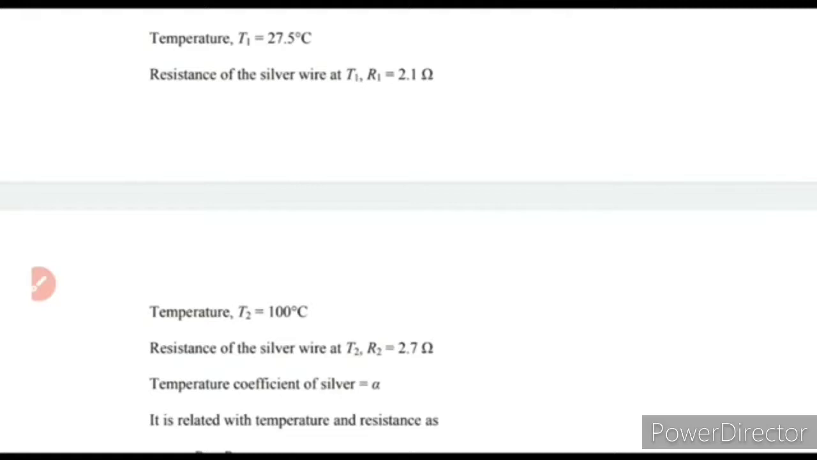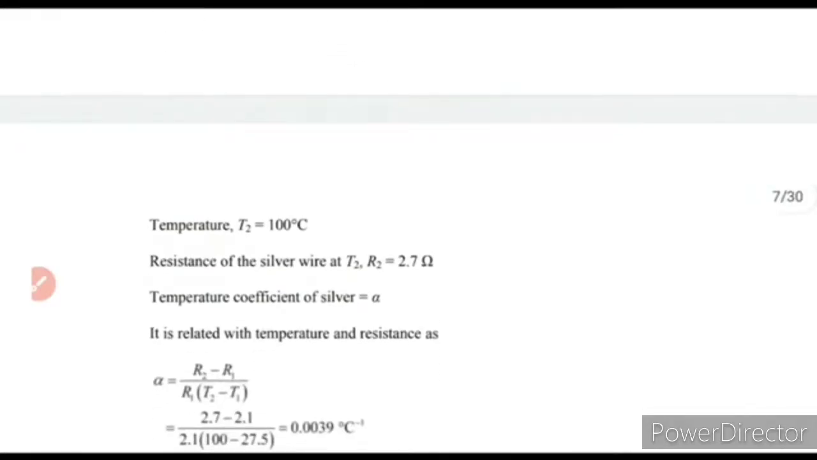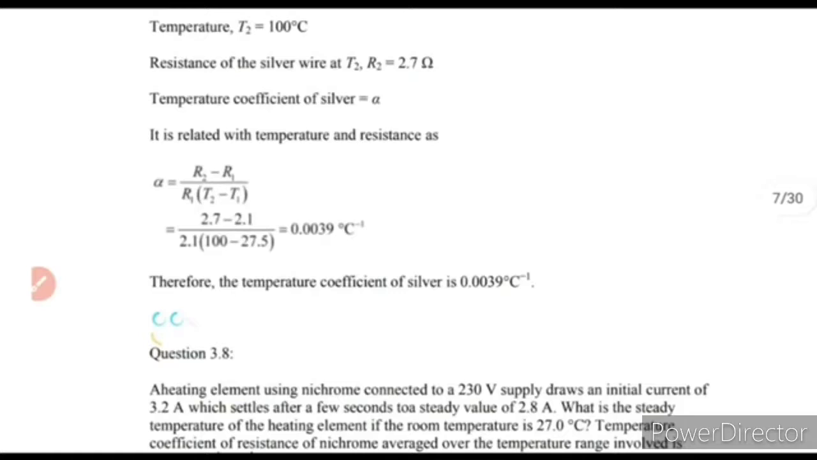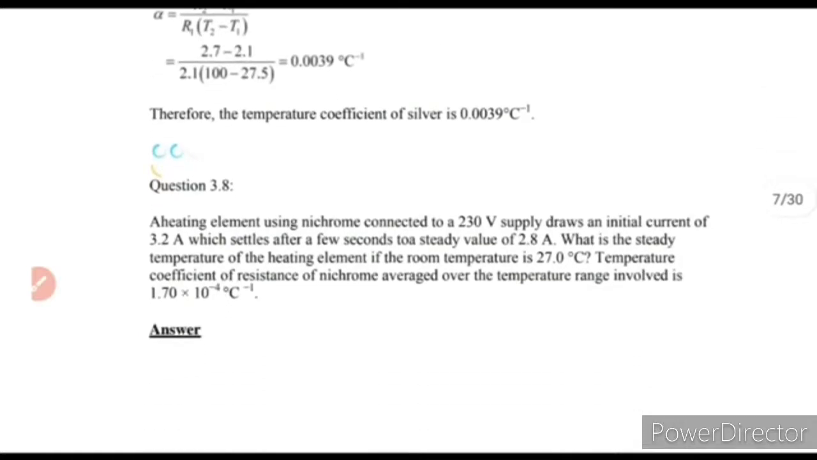Delta R by R0 into delta T. So two temperatures and two resistance values are given. You have to use that equation. So R2 minus R1 by R1 into T2 minus T1. With that substitution, you will get the answer 0.0039 degrees Celsius raised to minus 1. So as I said, degrees Celsius raised to minus 1 is the same as Kelvin raised to minus 1.